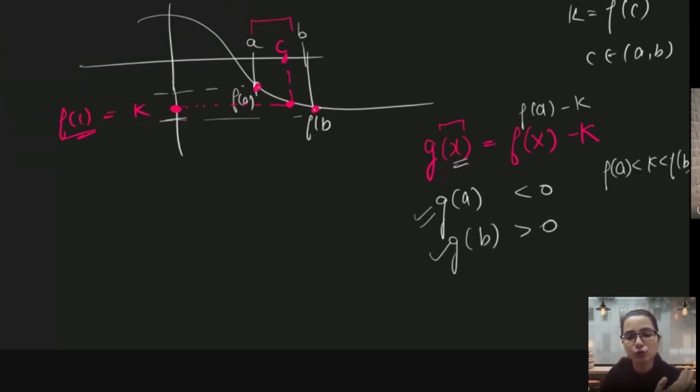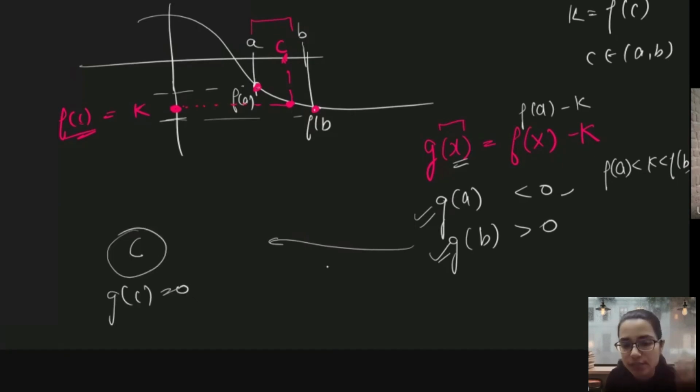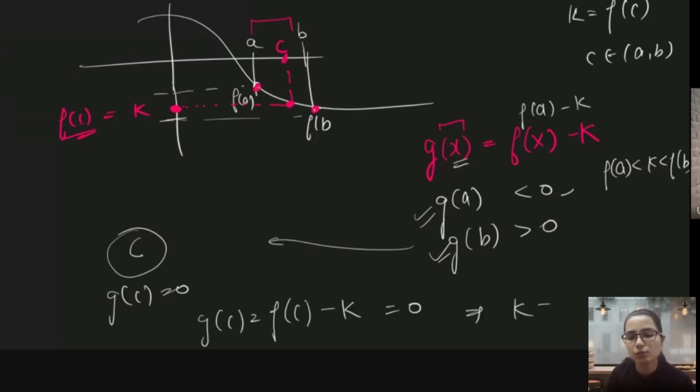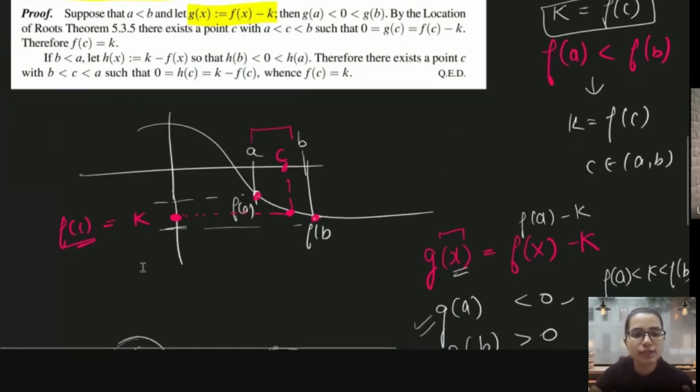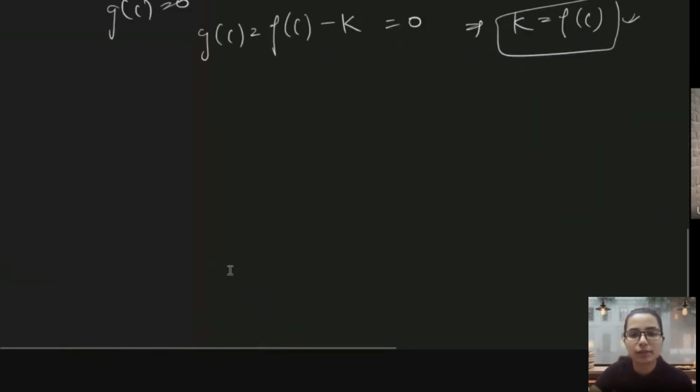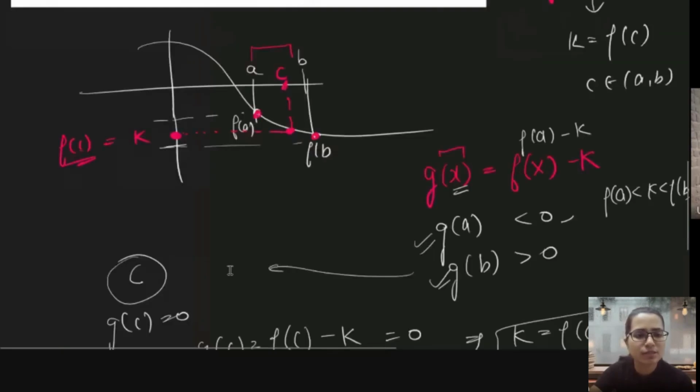By location of roots theorem, you can say that between a negative and positive value, you can always find a root. So let's say you found out c such that g of c is equal to 0, and when you say that g of c is equal to 0, you mean that f of c minus k, that is g of c, is equal to 0. So this means that k is equal to f of c, and that's what you wanted to prove. You can follow the idea that is shared in this question later after this class.